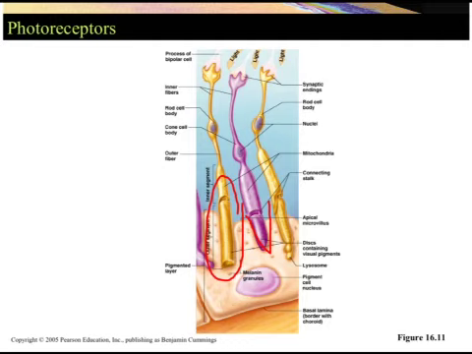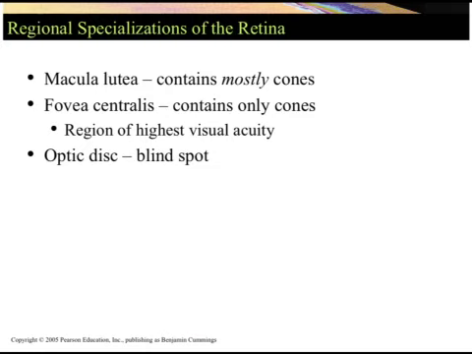We don't really need to know much more than that over here. This is going to be our last slide, actually. On our retina, there are specialized regions. That's why we call this the regional specializations of the retina. I'm going to start with the fovea centralis. Please say it after me: fovea centralis. One more time: fovea centralis. The fovea centralis contains only cones.